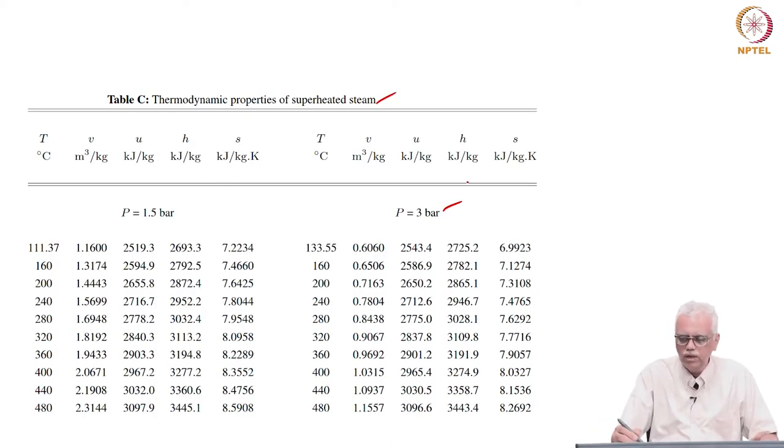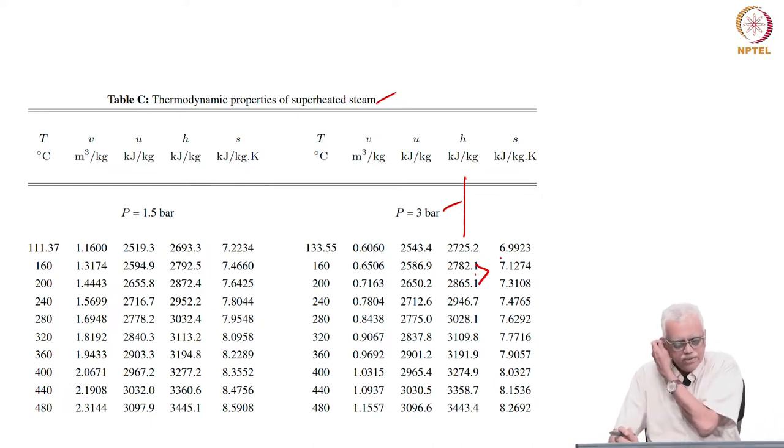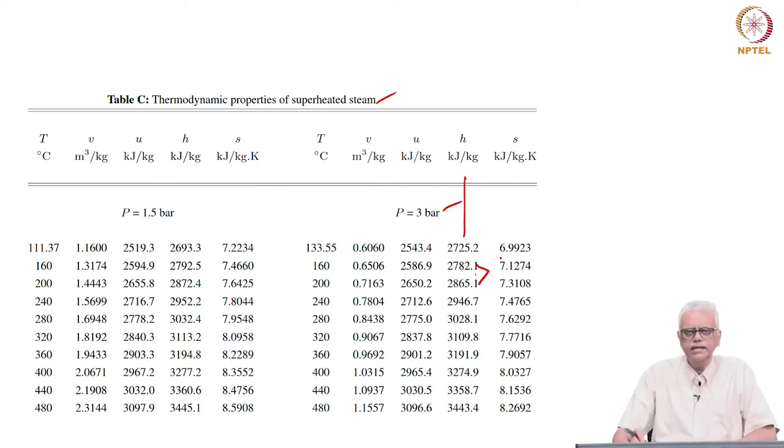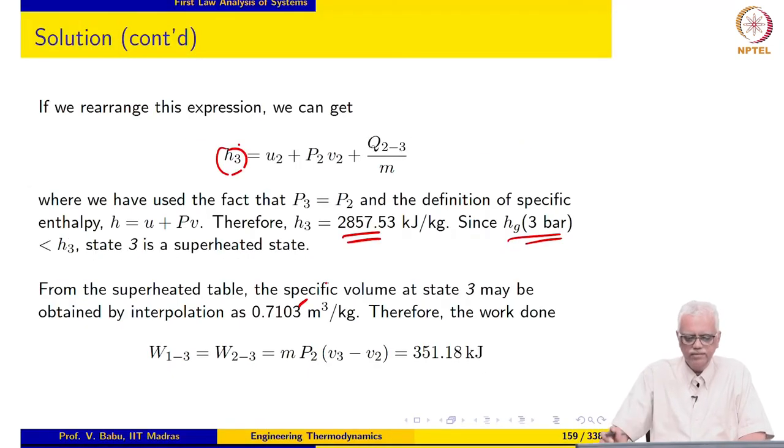So we go down the enthalpy column. 2857.53 is going to fall in between these two entries. So we interpolate and get the final values that we require. Linear interpolation in this case is sufficient. Or if you have software tools, by entering the pressure and the specific enthalpy, you should be able to get the final values. So we interpolate to get the specific volume at state 3 to be equal to this.